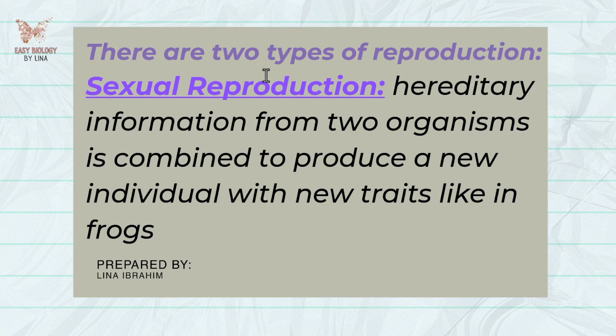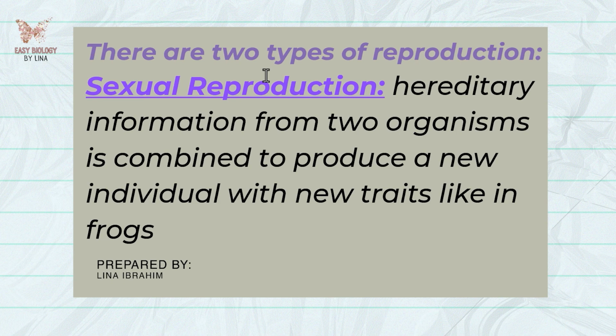We have two types of reproduction: sexual reproduction and asexual reproduction. And what do we mean by sexual reproduction? In sexual reproduction, the hereditary information, or let's say the DNA, from two organisms is combined to produce a new individual with new traits, like, for example, in frogs. So here, the offspring are not identical copies of their parents. We start with two parents, two organisms. Then the DNA of these two organisms will mix together to make a new individual with new traits.